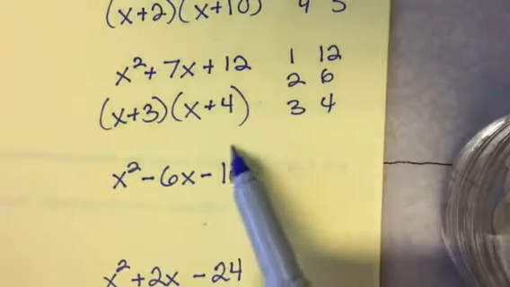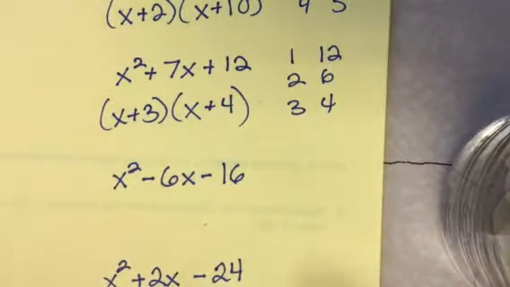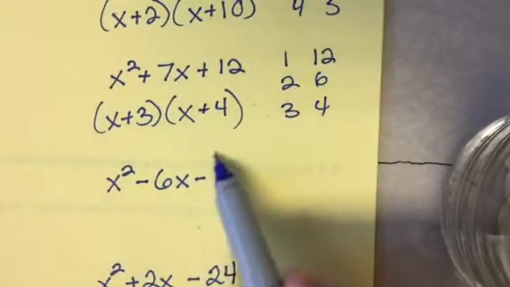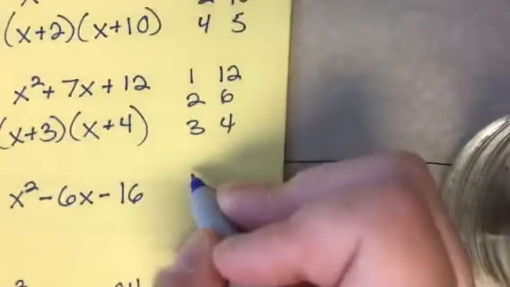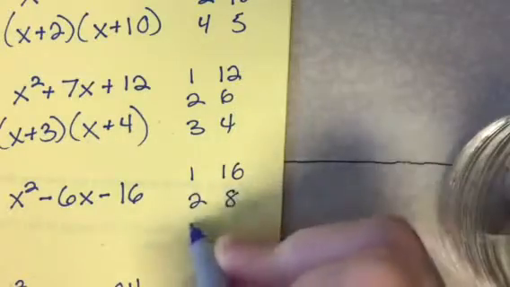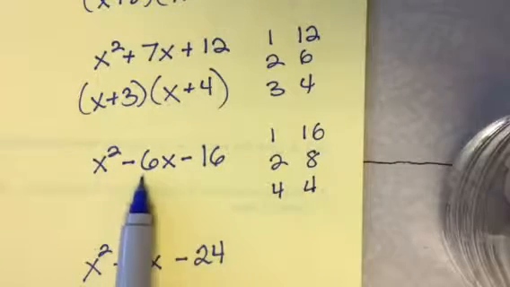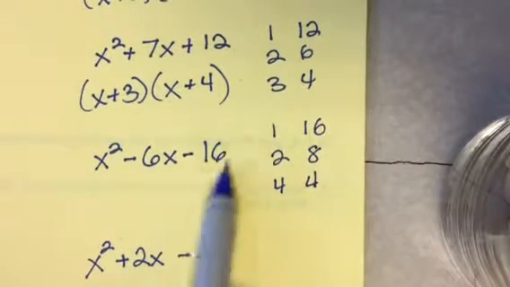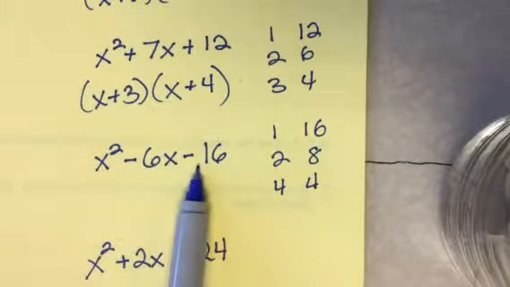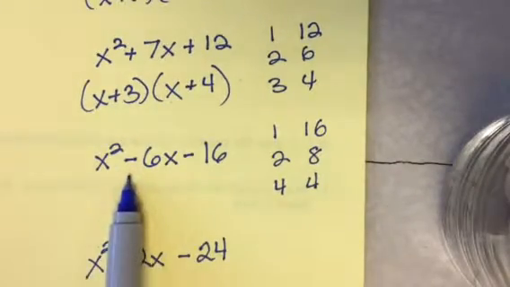If they multiply to get a negative, it means one of the numbers has to be negative and one has to be positive. So I'm still thinking of what multiplies to get 16, which would be 1 and 16, and 2 and 8, and 4 and 4. Now here though, one of them is negative. I know that because it multiplies to get a negative. I also know that the higher of them is negative because they add to make a negative.